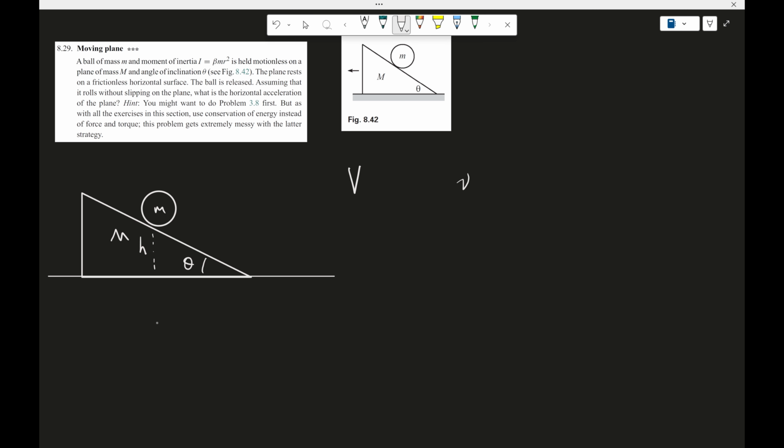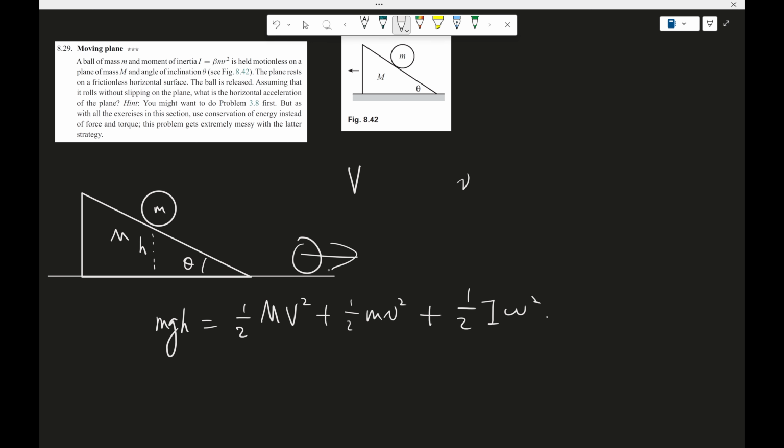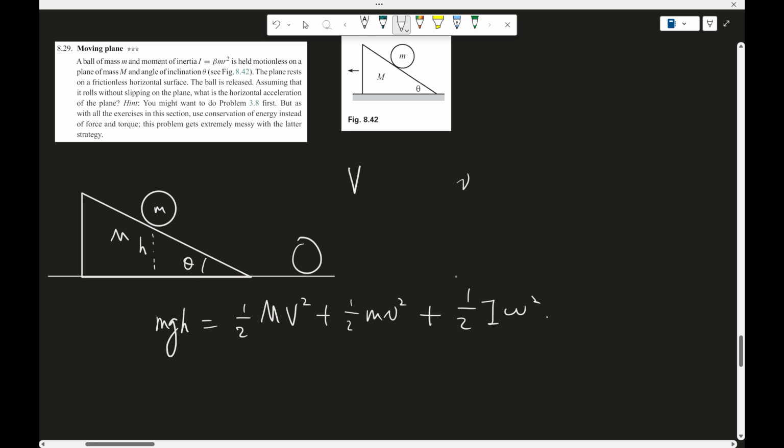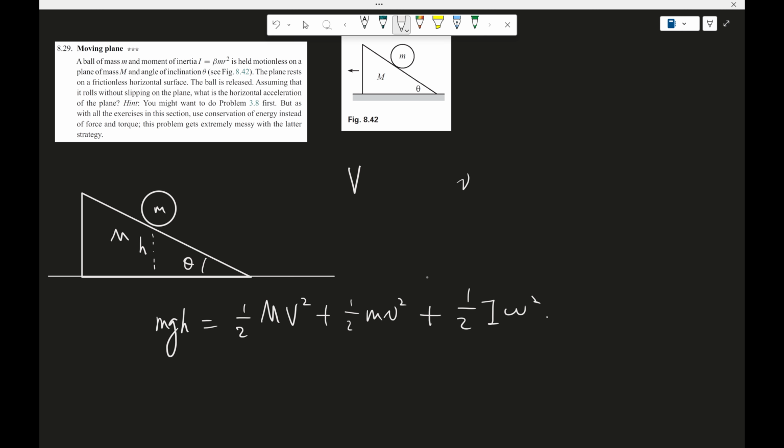Then we have initial energy mgh equals half big M big V squared plus small m small v squared plus the rotational kinetic energy. So this is when the ball is already moving off. And that's the case we're listing, because otherwise we would have to include another term, and that would just make the problem unnecessarily complicated.